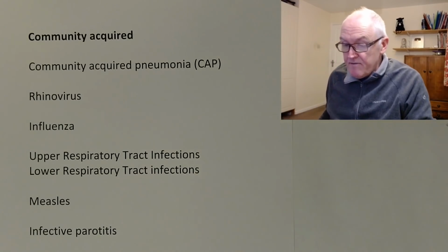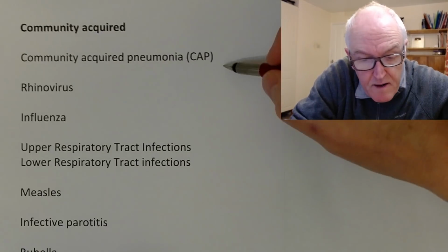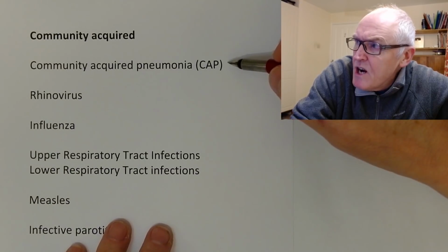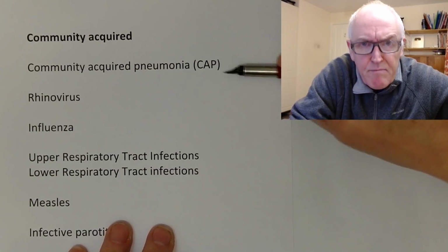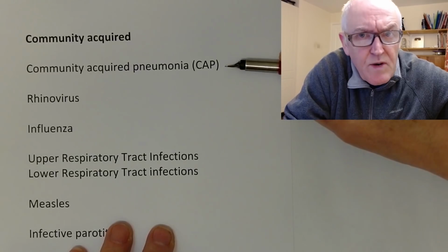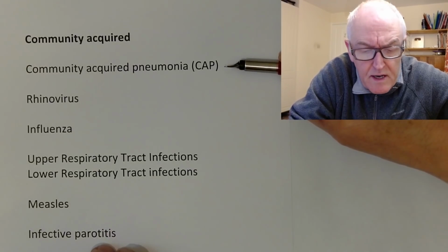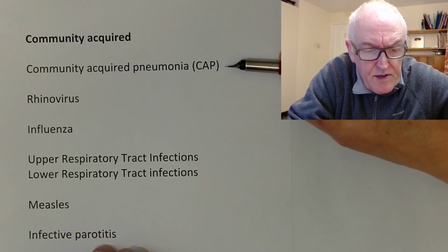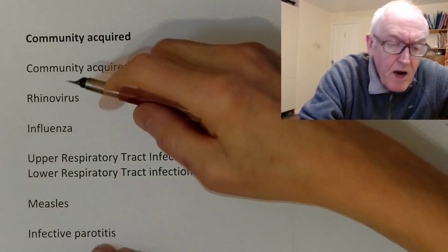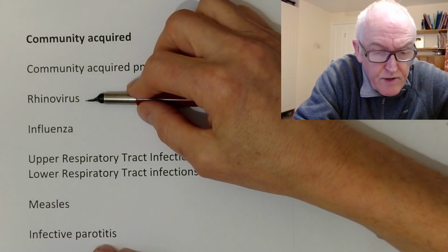Now, community-acquired infection, we mentioned community-acquired pneumonia. And it's good to know about because it tends to be caused by particular bacteria, and you can have a fairly good guess at which antibiotic is most appropriate if you know where the patient contracted the pneumonia. Rhinoviruses cause the common cold, get 2 or 3 of these a year.